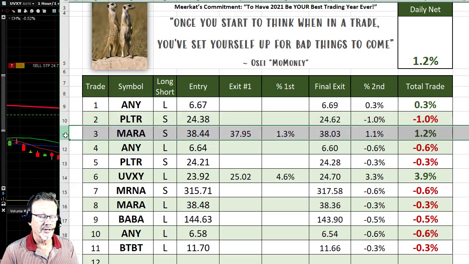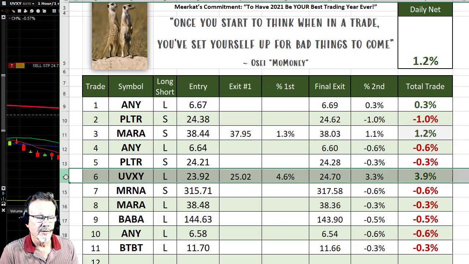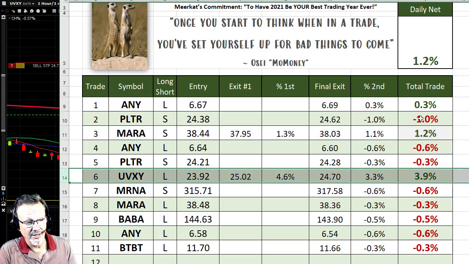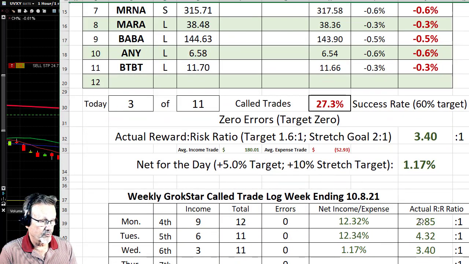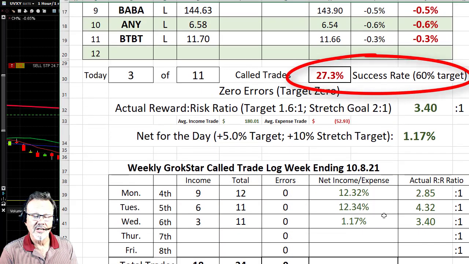I did get a 1% on MARA. And this is the trade I just showed you, trade number 6 here, 3.9%. But everything else here, look at this, chop, chop, chop, chop. About half, because I'm managing my stop, they were not running at all today. So that's all right. We ended up for the day with just a 27% success rate, being 3 out of 11 trades. A normal target is 60%, meaning we make money on 6 out of 10 trades.